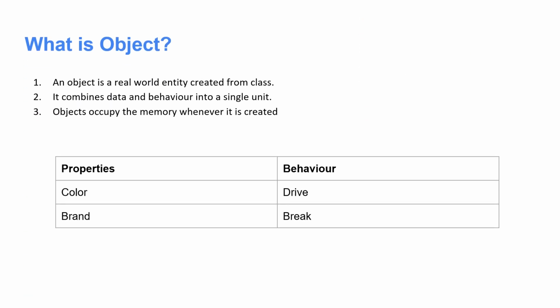What is an object? An object in Java is a real-world entity created from a class. While a class is just a blueprint, the object is the actual house built from it. It combines data and behavior into a single unit, like a car object with color, speed, and the ability to drive. And unlike classes, objects occupy memory when they are created.